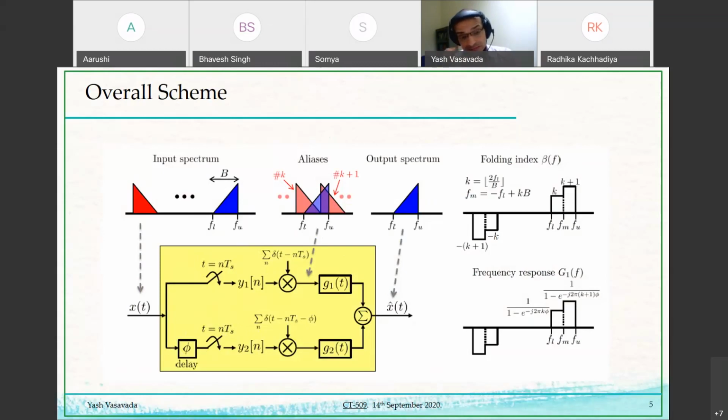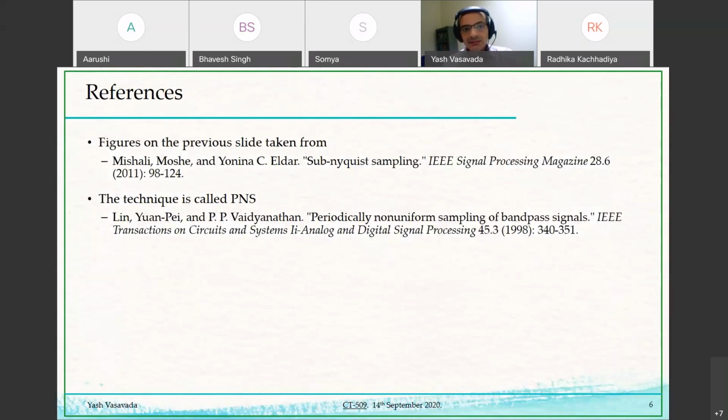Okay, so this is the main idea that was presented in a paper, as I said, in I think the late 90s. And I'll keep this paper on our Google Classroom so you can take a look at it. Now I'm going to go to another paper. So these few slides came from these two papers. By the way, this technique is called periodic non-uniform sampling. It was defined by Lin and Vaidyanathan in this paper, which was written in 1998. And this main technique has been described by another paper by Mishali and Eldar in IEEE Signal Processing Magazine in 2011. And the figures that I have shown are taken from this paper. But the idea came from this PNS paper.